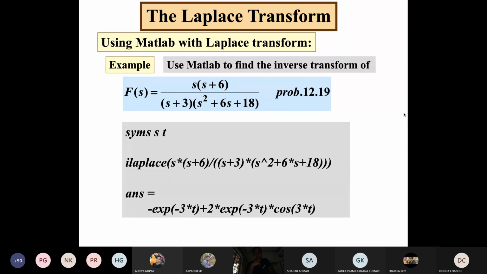Inverse of s into s plus 6 by s plus 3 into s square plus 6s plus 18. Not using MATLAB, you have to solve it using your pencil and paper. F(s) is this, you have to find the inverse Laplace transform.